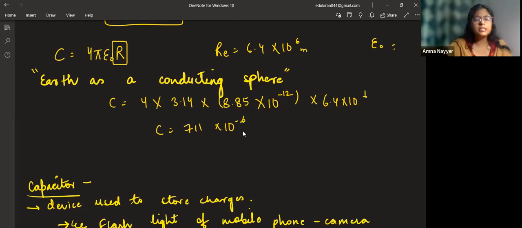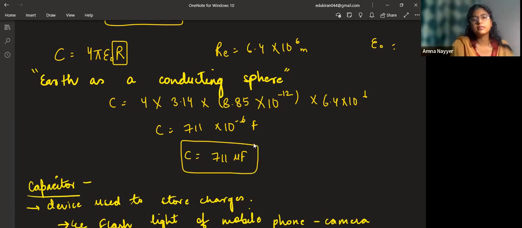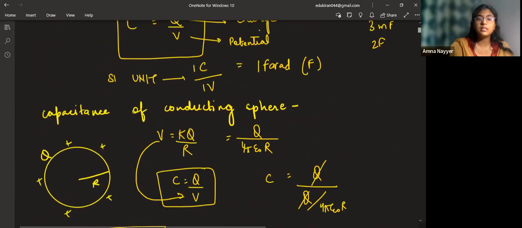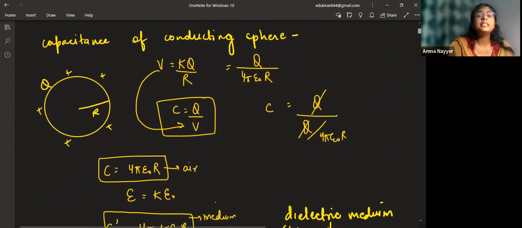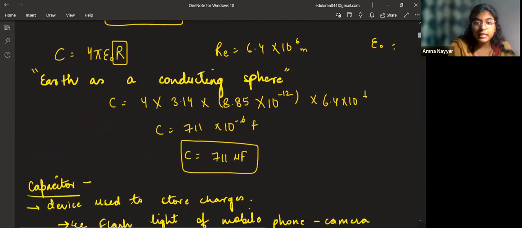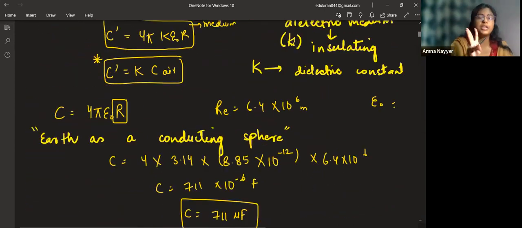Instead of learning this entire farad value, just remember 711 microfarad, about 700 microfarad. That's it. Because in your very short answers, this will come. And suppose in your 3 markers, if this portion comes, capacitance of conducting sphere, then mention it from here till here. Then only you will get your sufficient 3 marks.